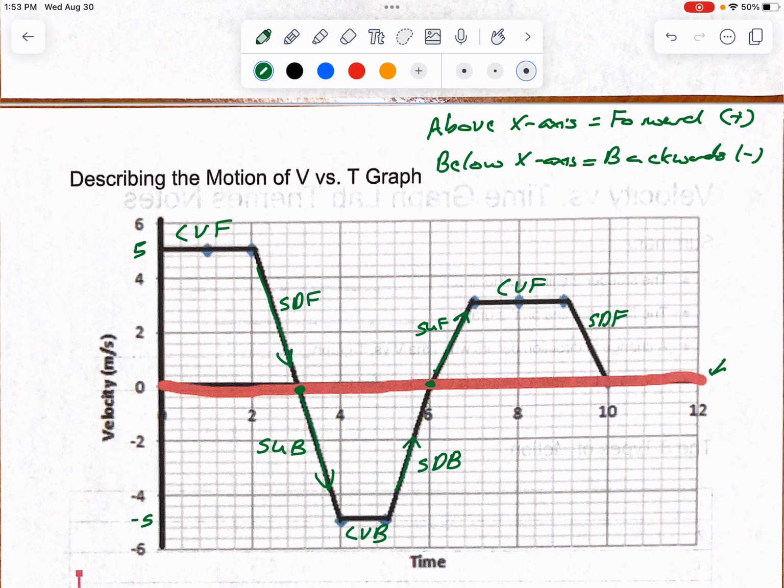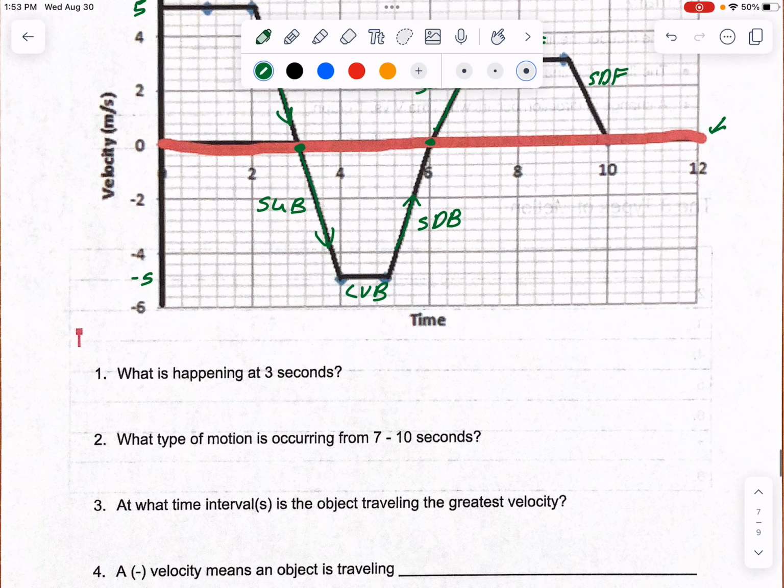Okay, so if I asked you when are you going in a backwards direction or a negative direction, I would say from 3 to 6 seconds on this graph. Number 1, what is happening at 3 seconds? Well, that's when we hit 0, so that means we stopped. So velocity is going to be 0, and that means you also changed direction. Since we went right through it, we changed directions.